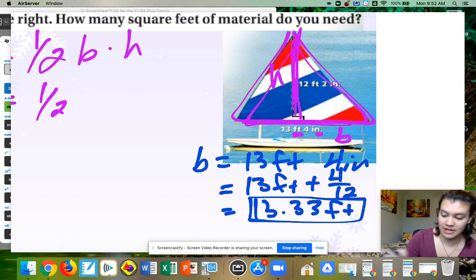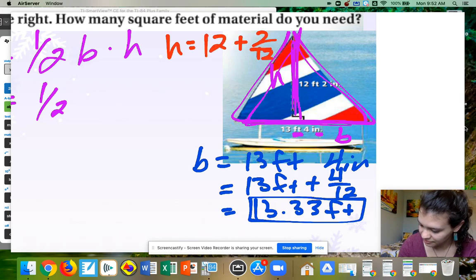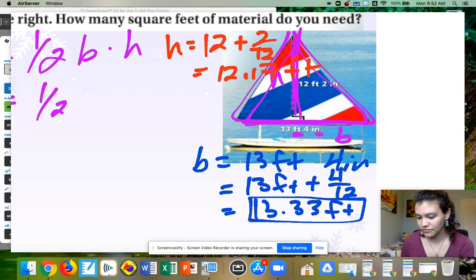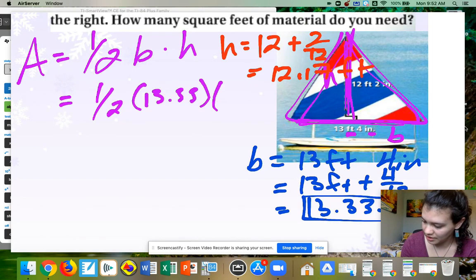You can do the same idea for the height. So if we do the height over here, you want to take 12 plus 2 over 12 will give you 12.17 feet for your height. So those are the 2 numbers we're going to end up using. So I'll move this back over here. So the base was 13.33 and our height was 12.17.